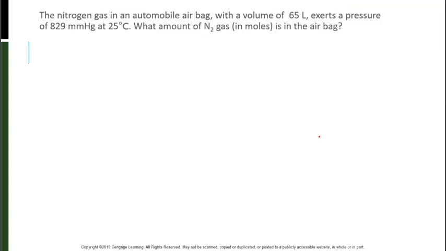Let's look at an example here. The nitrogen gas in an automobile airbag with a volume of 65 liters exerts a pressure of 829 millimeters of mercury at 25 degrees Celsius. What amount of gas in moles is in the airbag?